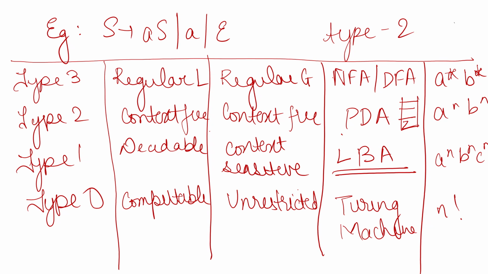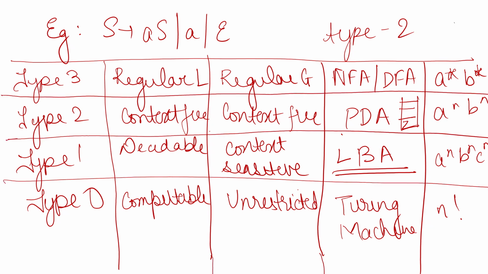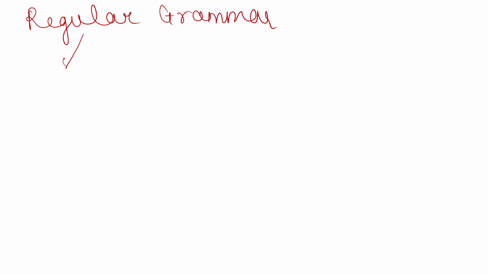So now let's see on our next slide regular grammar. First, we'll start with regular grammar. Our topic is regular grammar. What is regular grammar? A regular grammar is basically of two types: right linear and left linear.